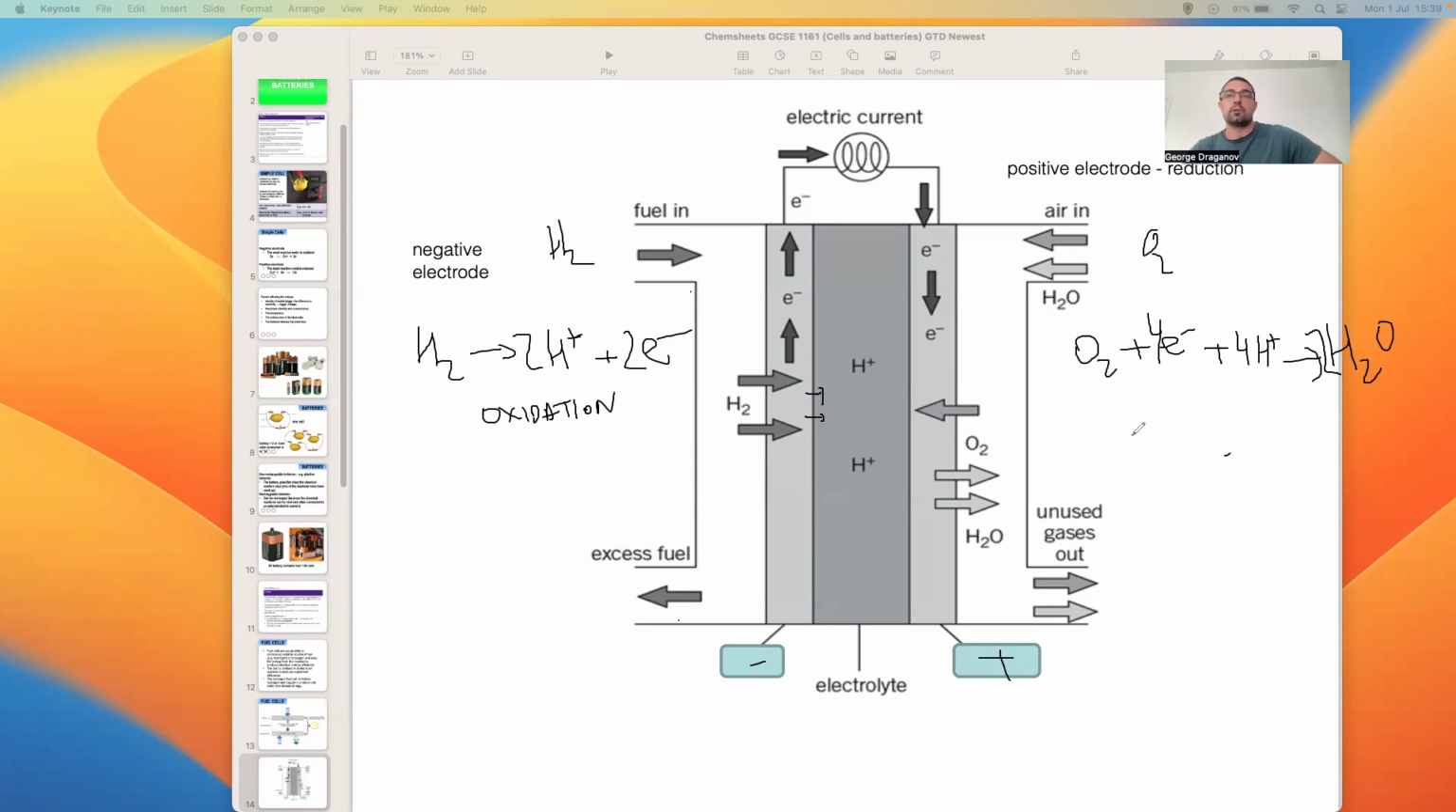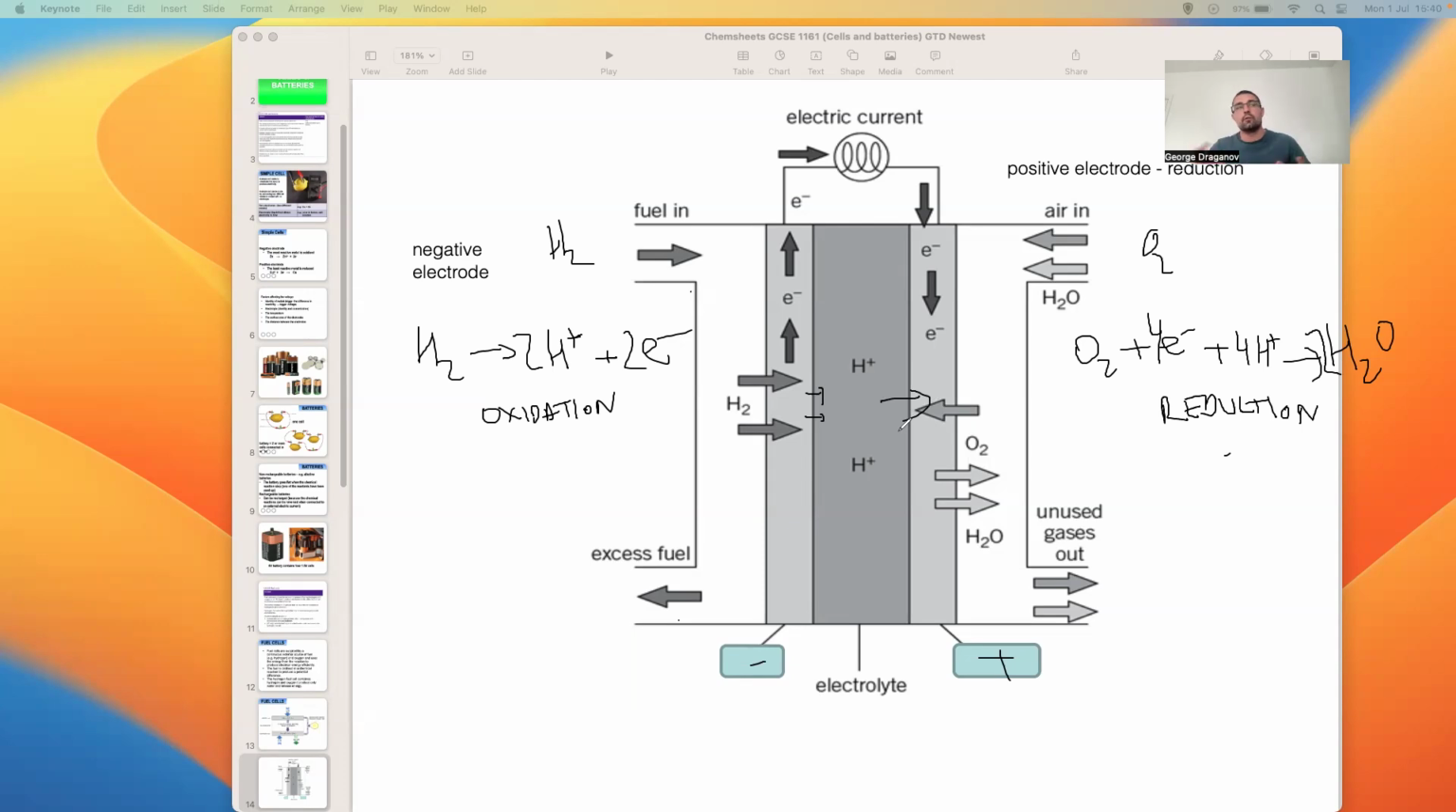And this is the reduction equation, okay? Memorize these two, okay? These two need to be memorized. So if someone says, what happens at the negative electrode? You would say hydrogen is oxidized to form H plus ions. What happens at the positive electrode? Then you say oxygen is reduced to form water. That's it, okay? So only the H plus ions can go through.